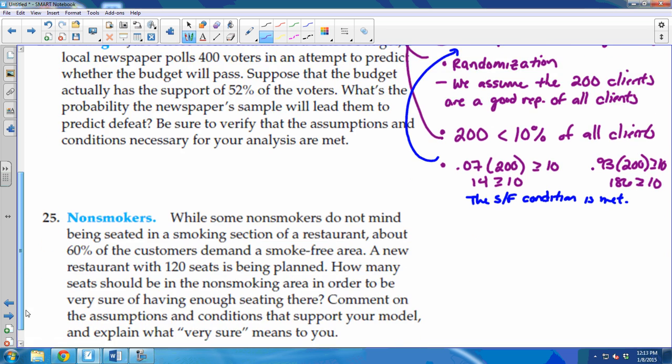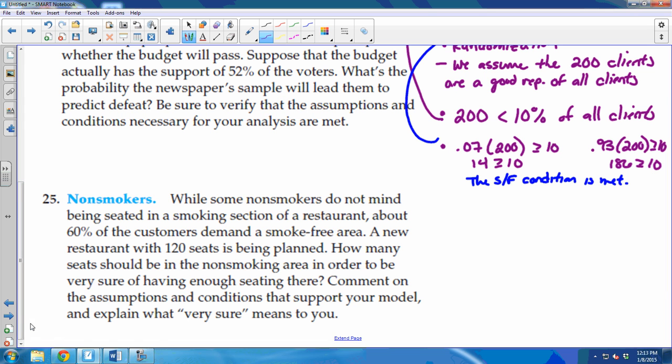Also, on 25, it's about smoking and non-smoking in a restaurant. About 60% of the customers demand a smoke-free area, and a new restaurant with 120 seats is being planned. How many seats should be in the non-smoking area in order to be very sure of having enough seating there? Well, you have a proportion and you have a sample size. How do we determine when things are unusual? We talk about standard deviations, right? So if we were going to be very certain, we would find 3 standard deviations above the mean, and that should be plenty, right? You guys know all the stuff about normal models. You just got to come back and use it, okay?